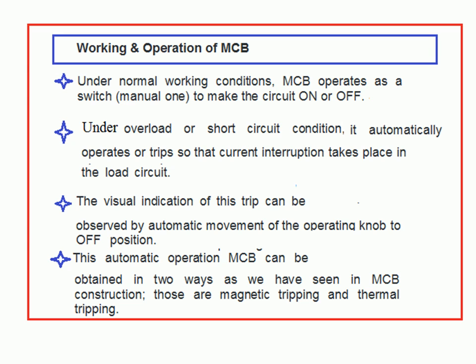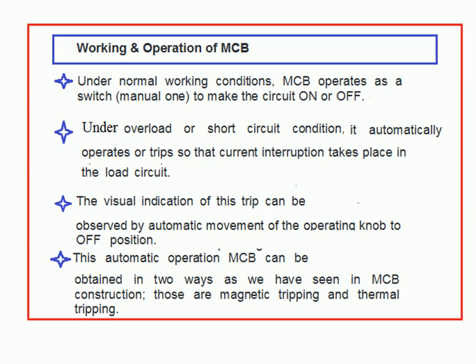The working principle of MCB. Under normal conditions, MCB operates as a switch. It is operated in manual mode. It may be kept in on condition or it may be kept in off condition. Whenever overload or short circuit condition occurs, the operation is automatic.